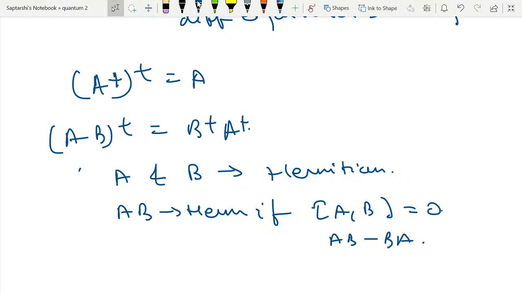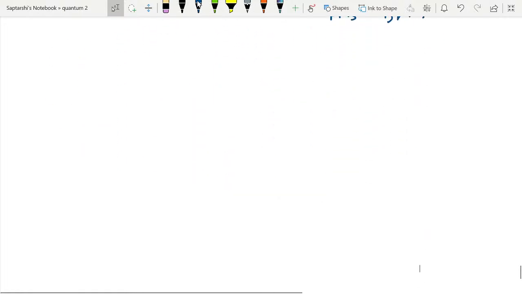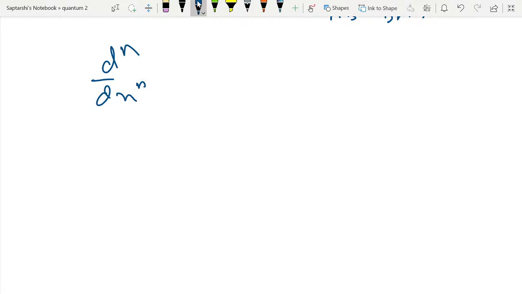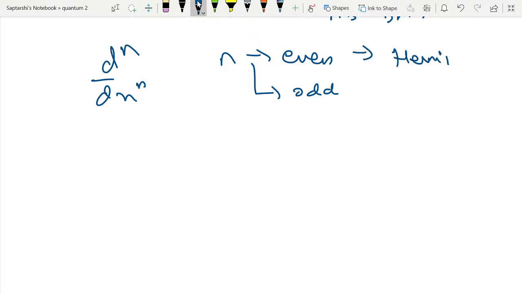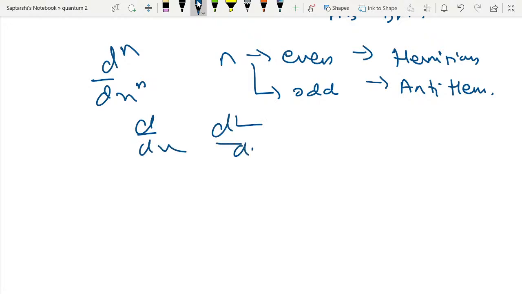The most important example of Hermitian is your d/dx and your momentum operator actually. So suppose it's the nth order derivative, where n is even or n is odd. If n is even, it is Hermitian. If n is odd, it is anti-Hermitian. So d/dx is anti-Hermitian, but d squared/dx squared is Hermitian.